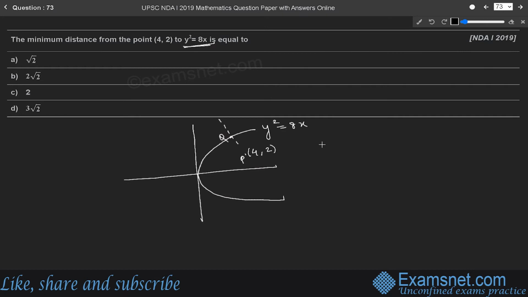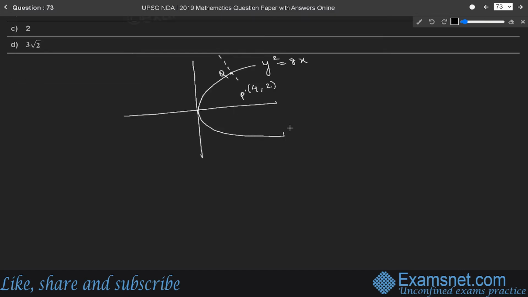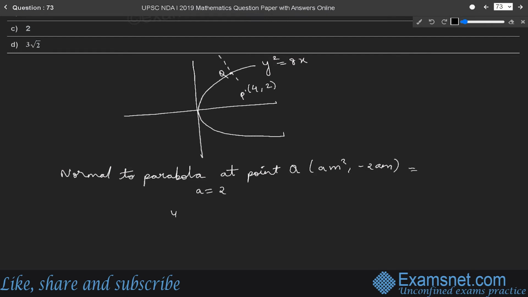We know that the minimum distance will occur along the normal to the parabola passing through 4 and 2. So, normal to parabola at point Q, which will be am square and minus 2am, where a is equal to 2, will be y is equals to mx minus 2 into m minus 2 into m cube. This will be the normal to the parabola at point Q. Let this be equation number 1.